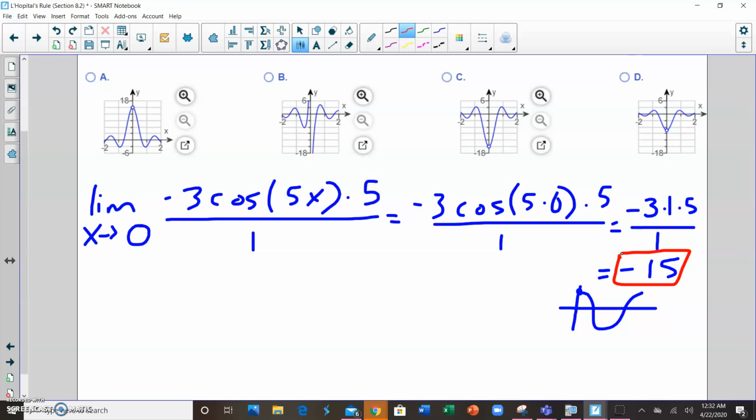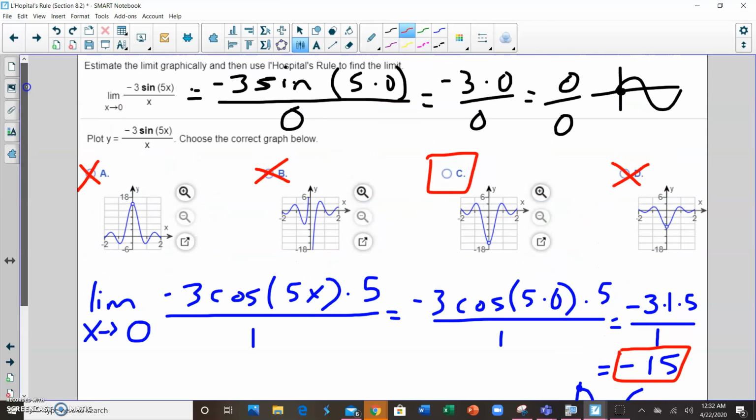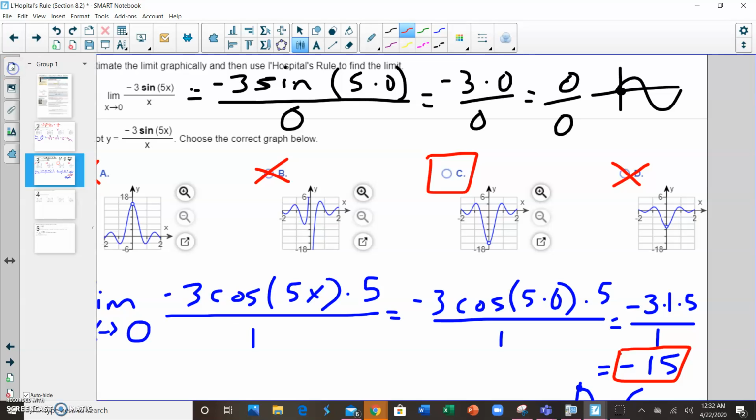So when you look at these graphs, it can't be A because that's not approaching negative 15. B is approaching 2 different things, so that can't be it. C is approaching negative 15. And D is not approaching negative 15. So I don't even have to graph this one. I can tell by what I got for an answer that it's going to approach negative 15. Okay, all right. So you simply see if you get 0 divided by 0. If you do get 0 divided by 0, then you just take the derivative of the top divided by the derivative of the bottom. All right, so let's go to the next one.